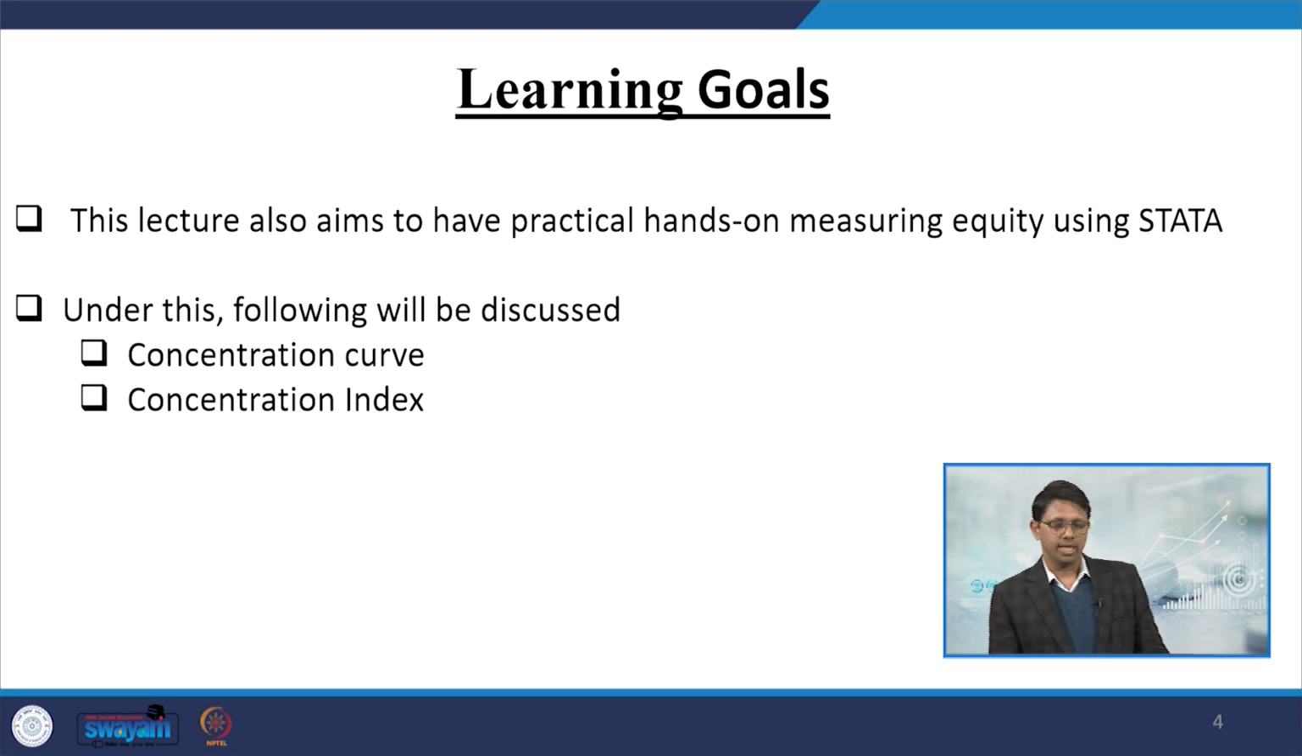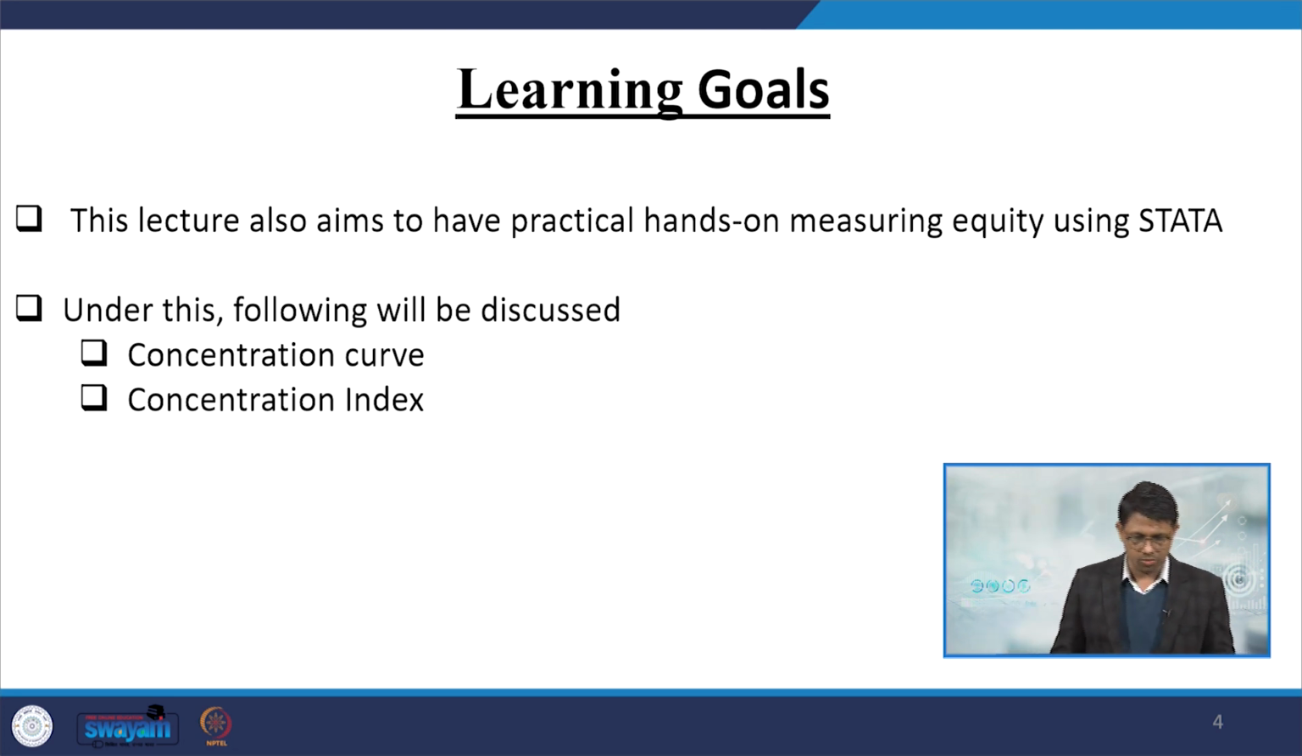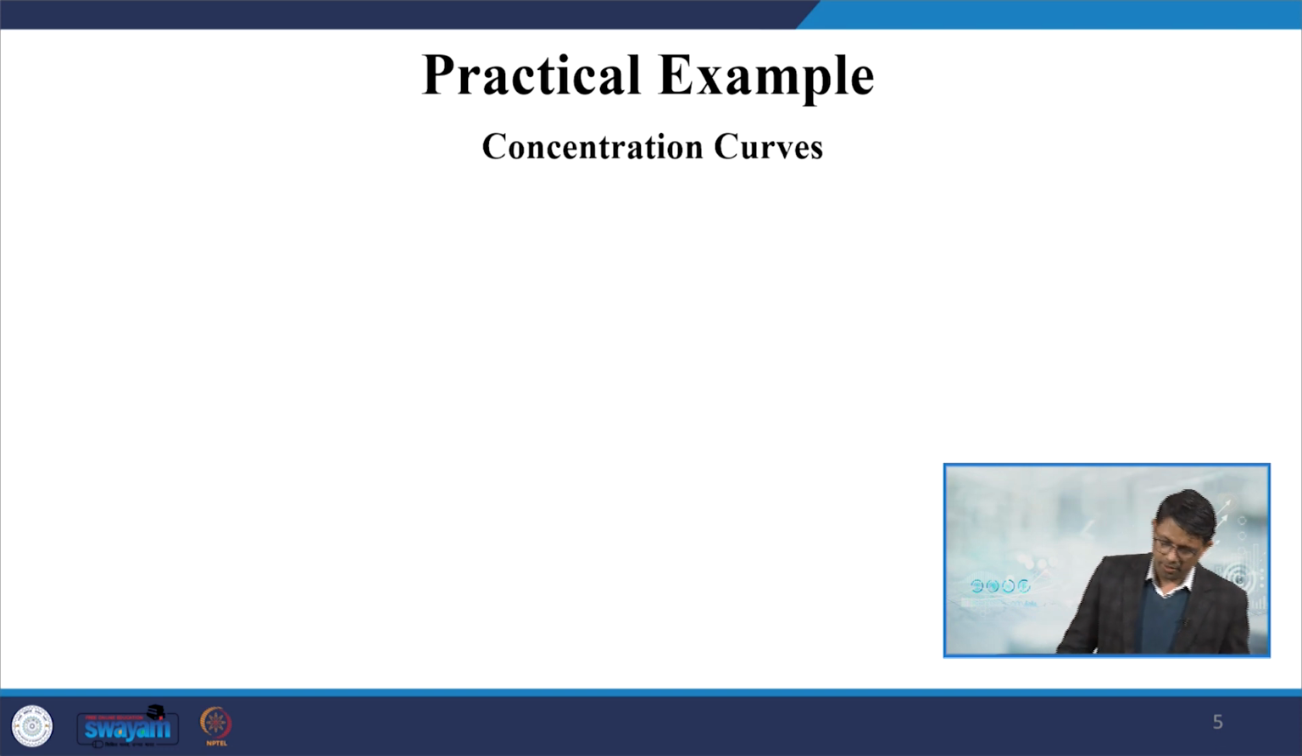So the target of this is to measure equity, and hence it is practical or hands on. Especially we will be emphasizing the concentration curve and concentration index. To derive this we require two important key variables, because it is usually plotted in two dimensional space. Usually for the concentration curve we require a cumulative summation, or a cumulative figure in percentage.